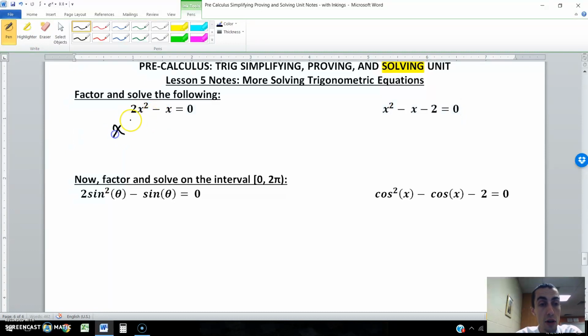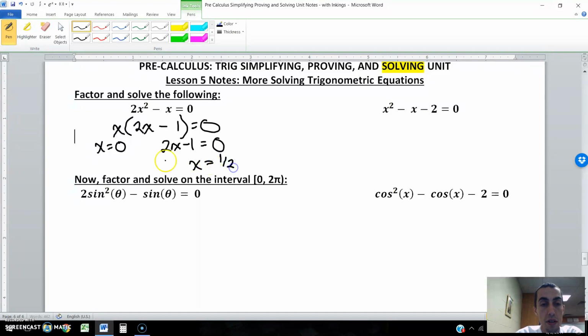So we can factor out x. And then we would set each term equal to 0. By that I mean each factor equal to 0. Add 1 and divide by 2, and we find that x is 1/2, or 0.